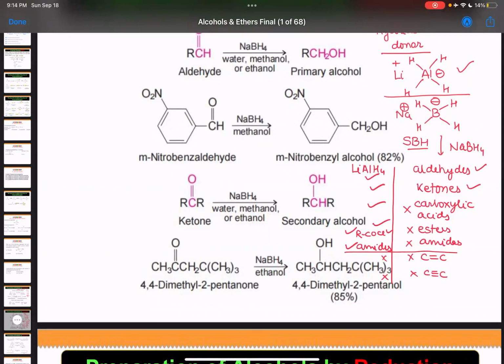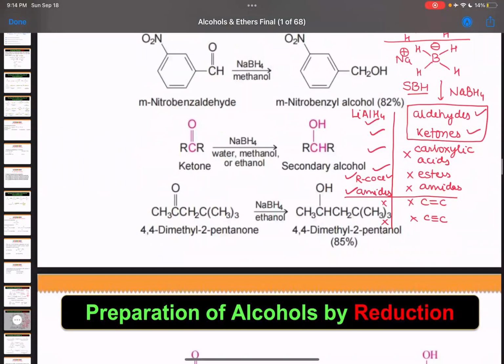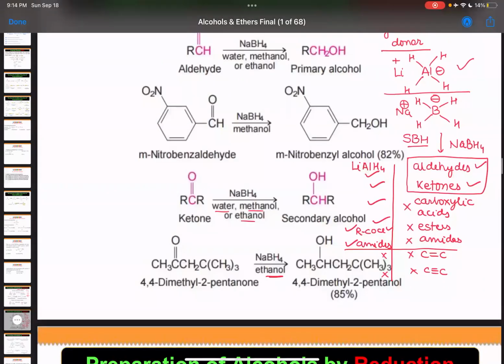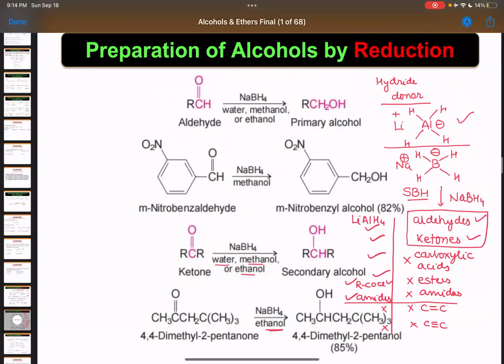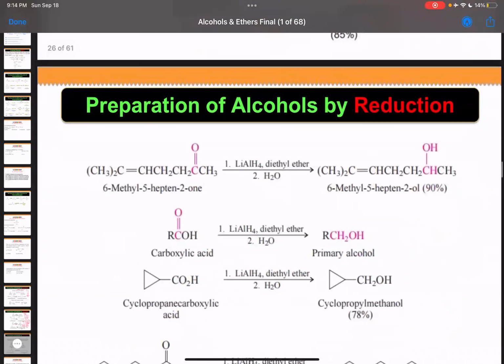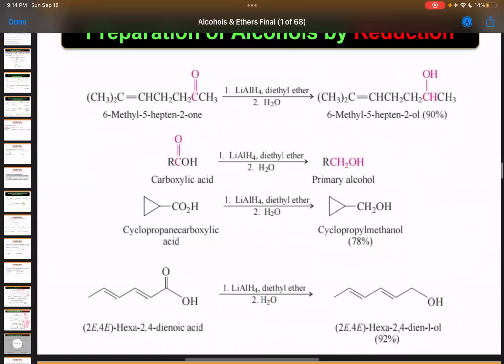So if you want to do the selective reduction of aldehyde and ketone, you better choose NaBH4. NaBH4 is not a very strong reagent, and you can use protic solvents with it, like water, methanol, ethanol. But LAH you can't use with these, because this H minus will react very quickly with the water. Okay, so this is the thing which you can see over here.